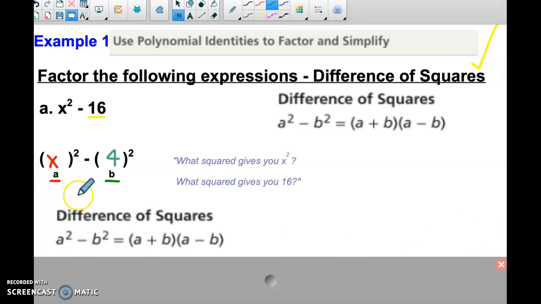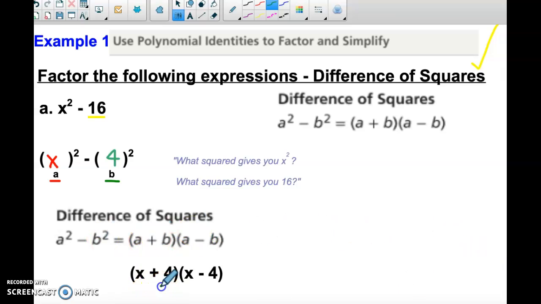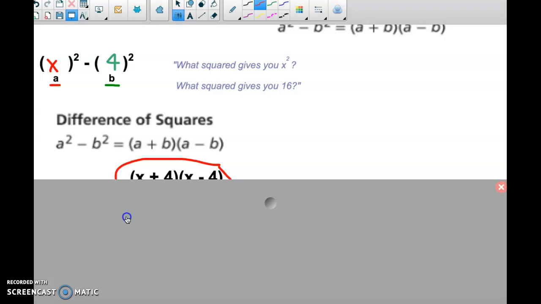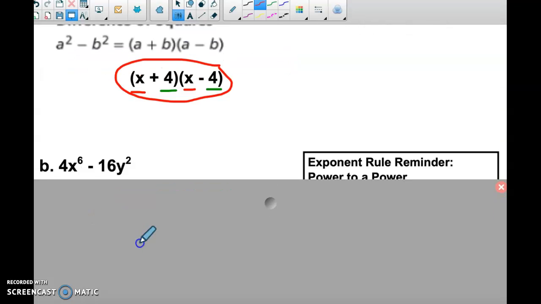So now I can go ahead and plug it right into my formula. This is x squared minus 4 squared equals, my factored form is x plus 4 and x minus 4, where I just plug the x where the A is, and the 4 where the B is, because my 4 is my B. Okay? And that's it. Here's my factored form. Let's look at another one here. Okay, let's look at this guy.